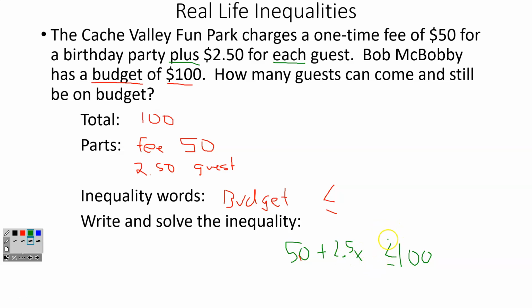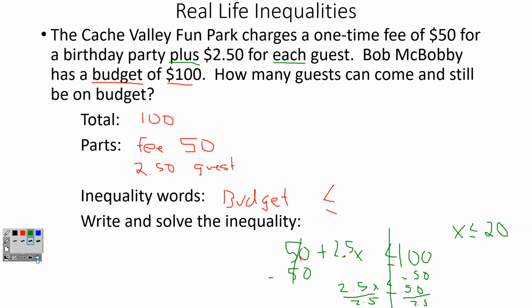So there's my inequality. So to solve it, I draw my fence. I'm going to subtract the number that does not have a variable first. And that gives me 2.5x is less than or equal to 50. And then I'm going to divide both sides by 2.5. And I end up with x is less than or equal to 20. So how many guests can come and still be on budget? Well, I can get less than or equal to 20. So 20 or less, basically.